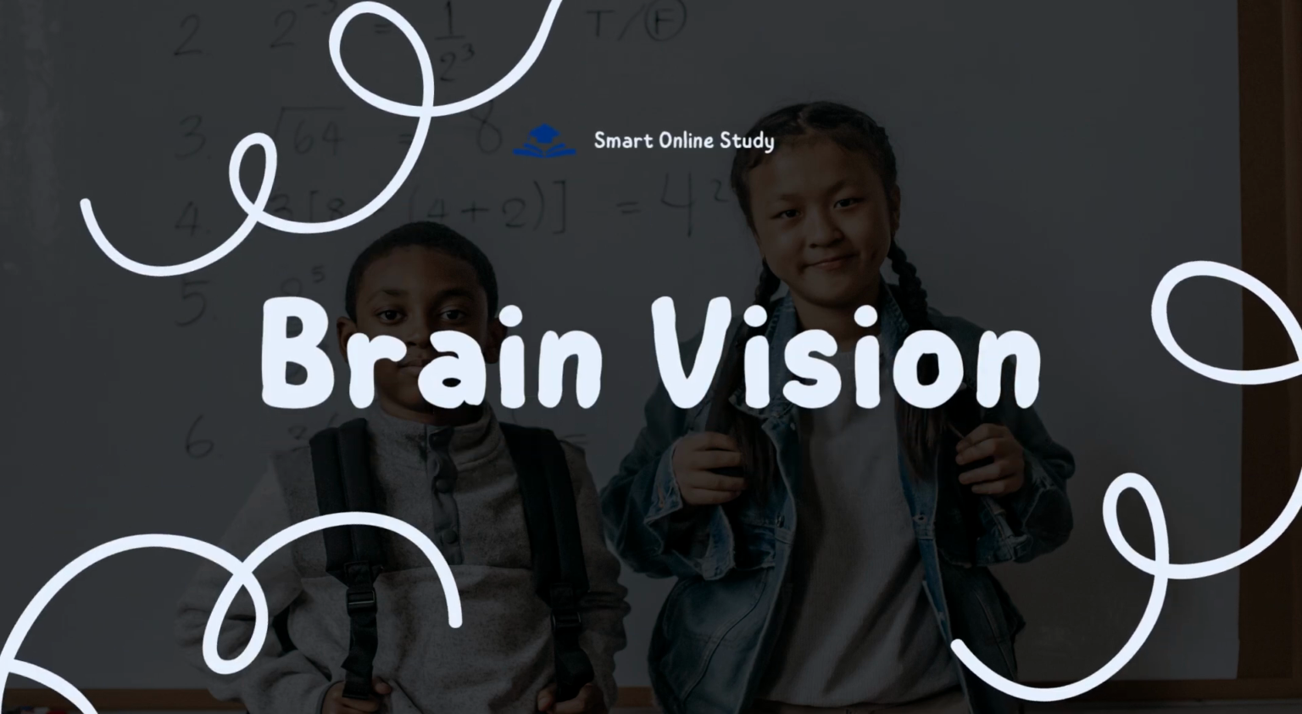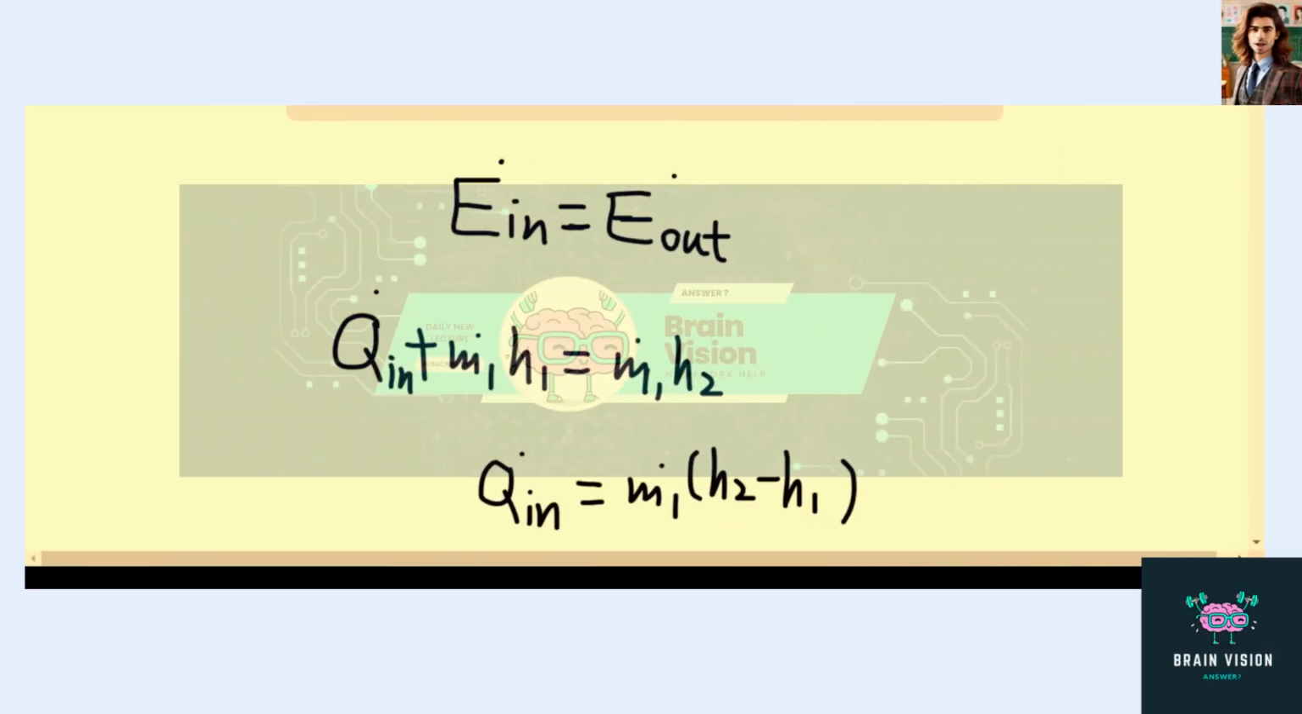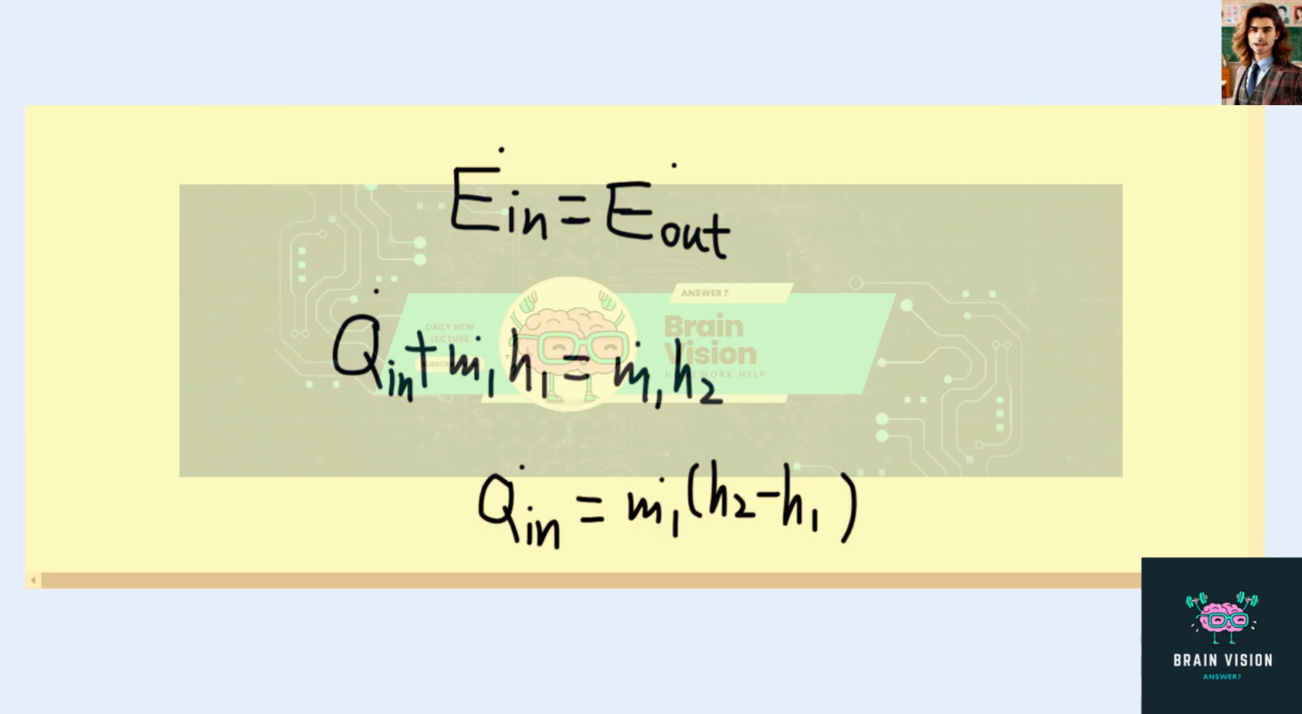Welcome to Brain Vision. Okay, so first for this question, we need to determine the rate of heat transfer out of the gas, the combustion gas. Since the rate of heat was transferred to the air, that means the rate of heat will be transferred out from the combustion gases, according to the energy conservation law.